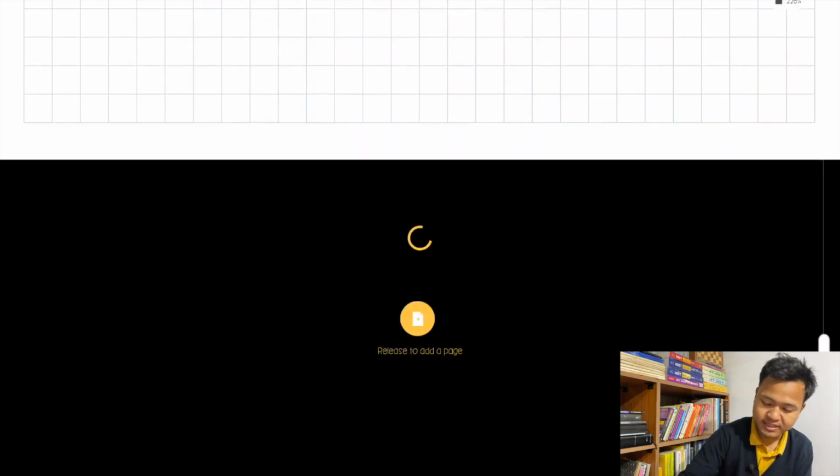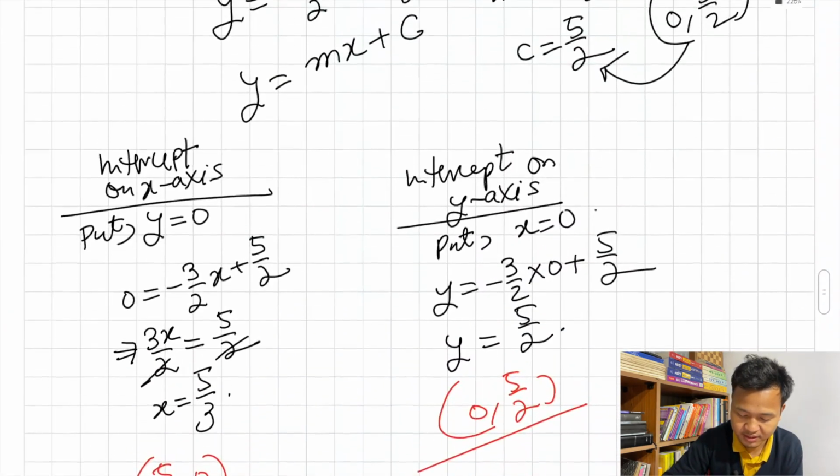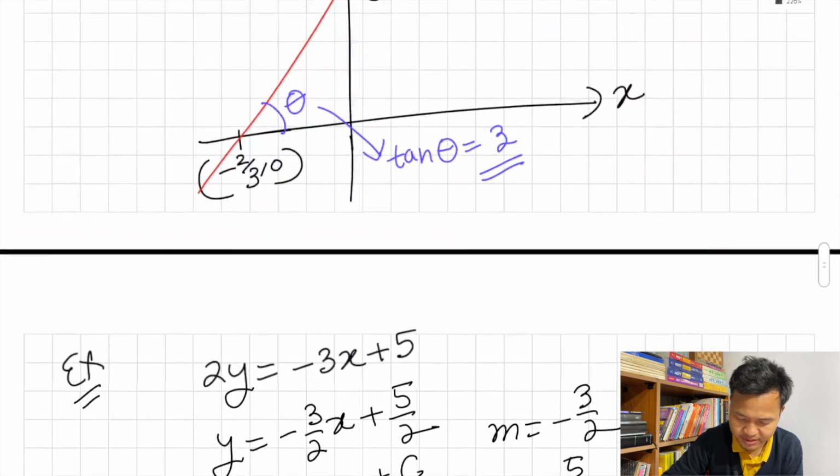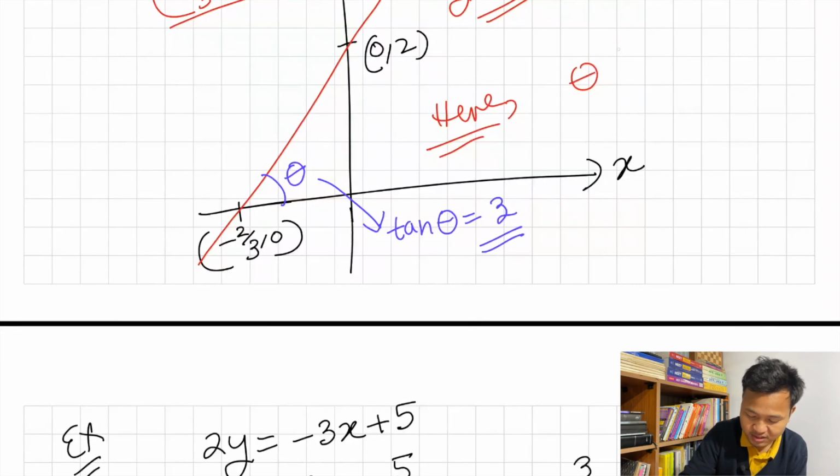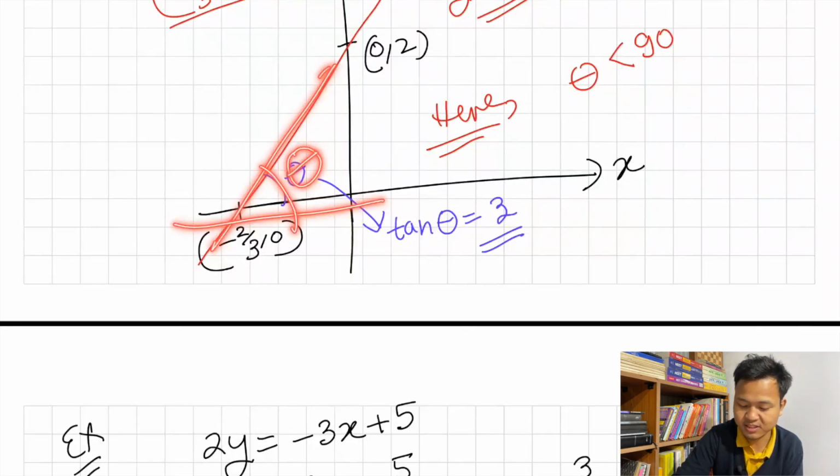Okay, next, so here one more thing. If you compare these two examples, okay, so here can you tell me the approximate value of theta in this example? So here if you see this theta, so this angle is less than 90. Okay, I'll write here. So this theta is less than 90. Okay, so in the diagram also you can see this angle is less than 90.